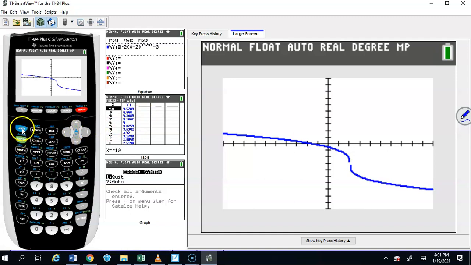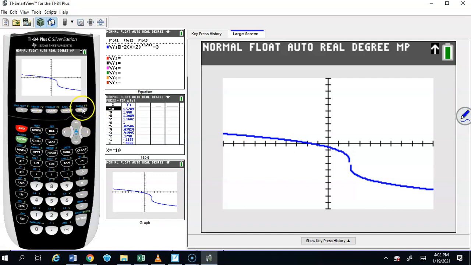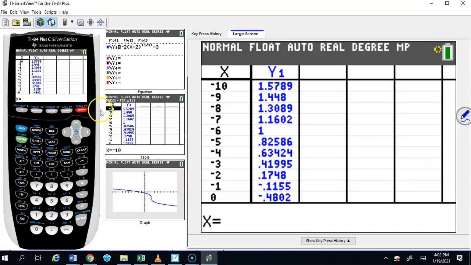So now, again, we're going to go here to second table. And maybe, let's move them really slow, y'all. I don't know what it's doing. So, second graph. There we go. So at -10, we've got 1.6. Then we got -6, 1. Notice that's a good number there.